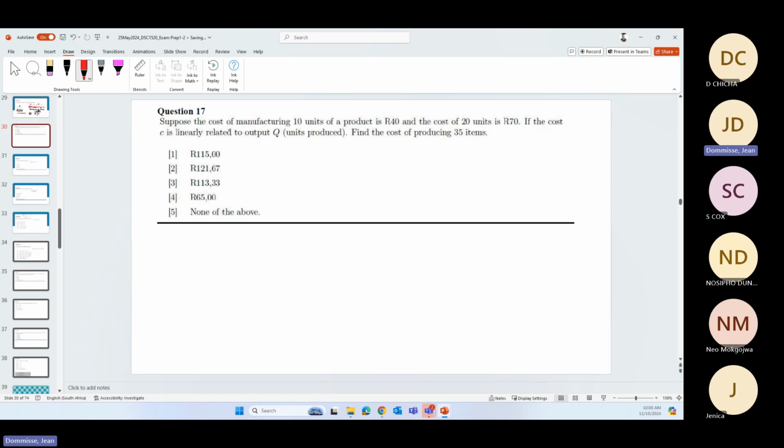So suppose the cost of manufacturing 10 units of a product is 40 Rand, and the cost of 20 units is 70. If a cost C is linearly related to output Q, find the cost of producing 35 items. Okay, what would you do with a question like question 17? What would you do first?